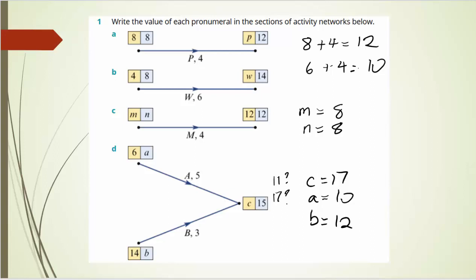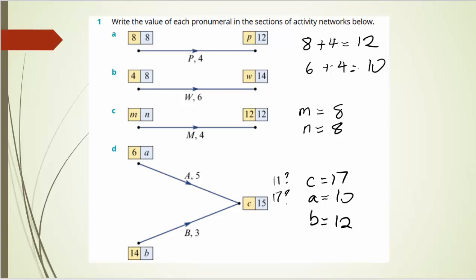That's all. 1a, we're missing a little p, algebra, so that's forward scanning, so we'll add up. 8 plus 4 is going to give us 12. B is a similar question.